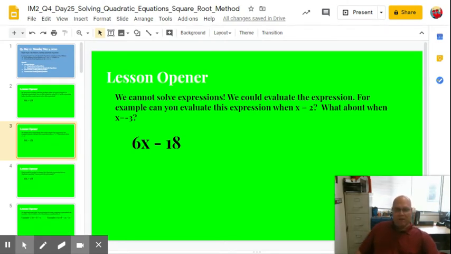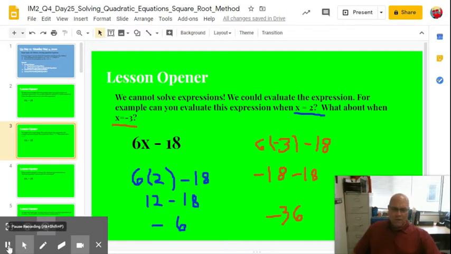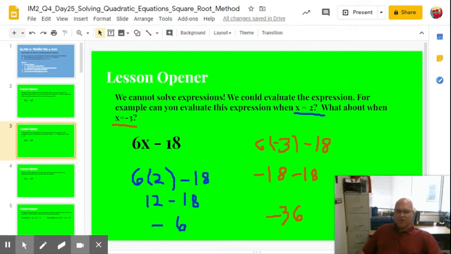For example, you could evaluate this expression when x equals 2. What's the value of the expression? What about when x equals negative 3? What's the value of this expression? Why don't you go ahead and find those for me? So when we evaluate this expression, 6x minus 18, when x equals 2, we simply substitute 2 in for x. When we simplify, we end up getting negative 6. When we evaluate it when x is negative 3, we substitute the negative 3 for x, and we simplify that, and we end up getting negative 36.